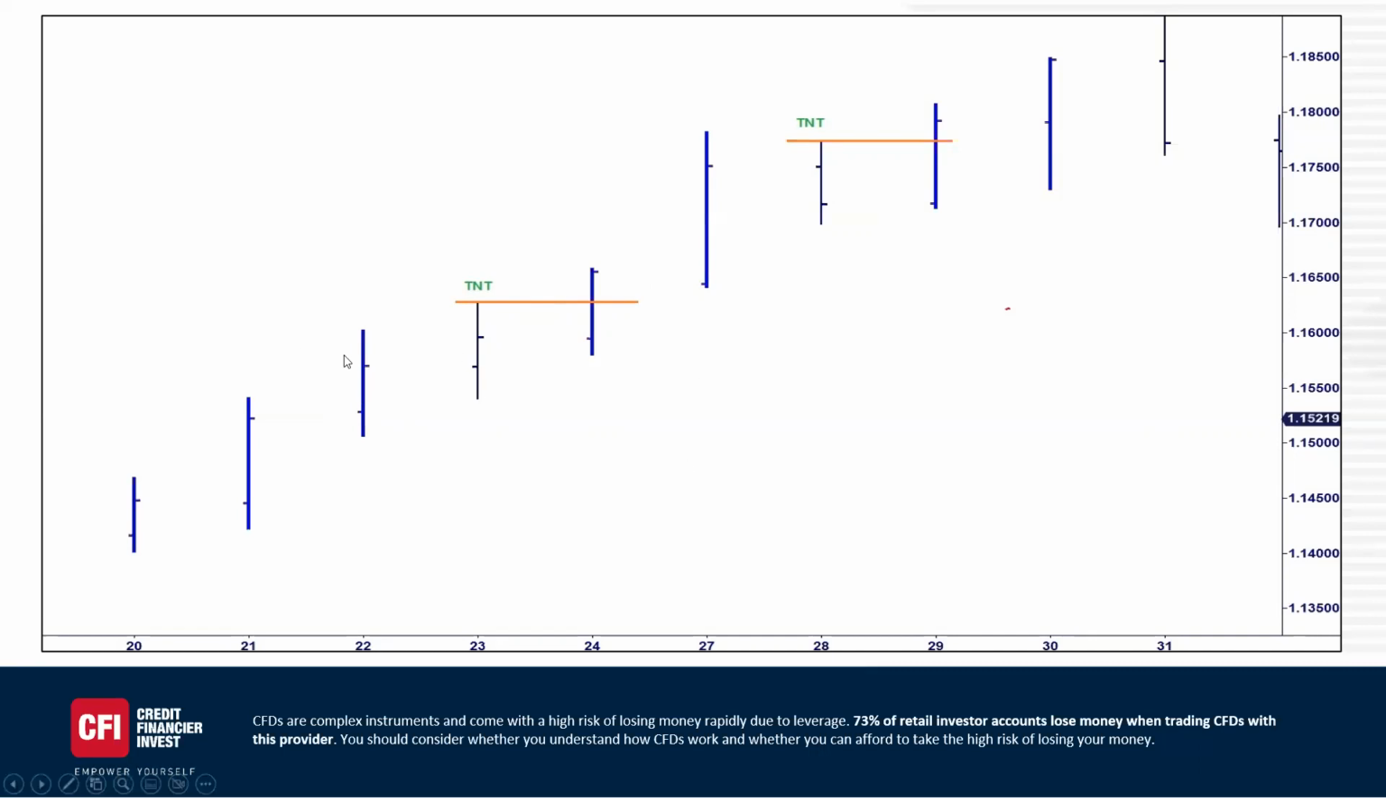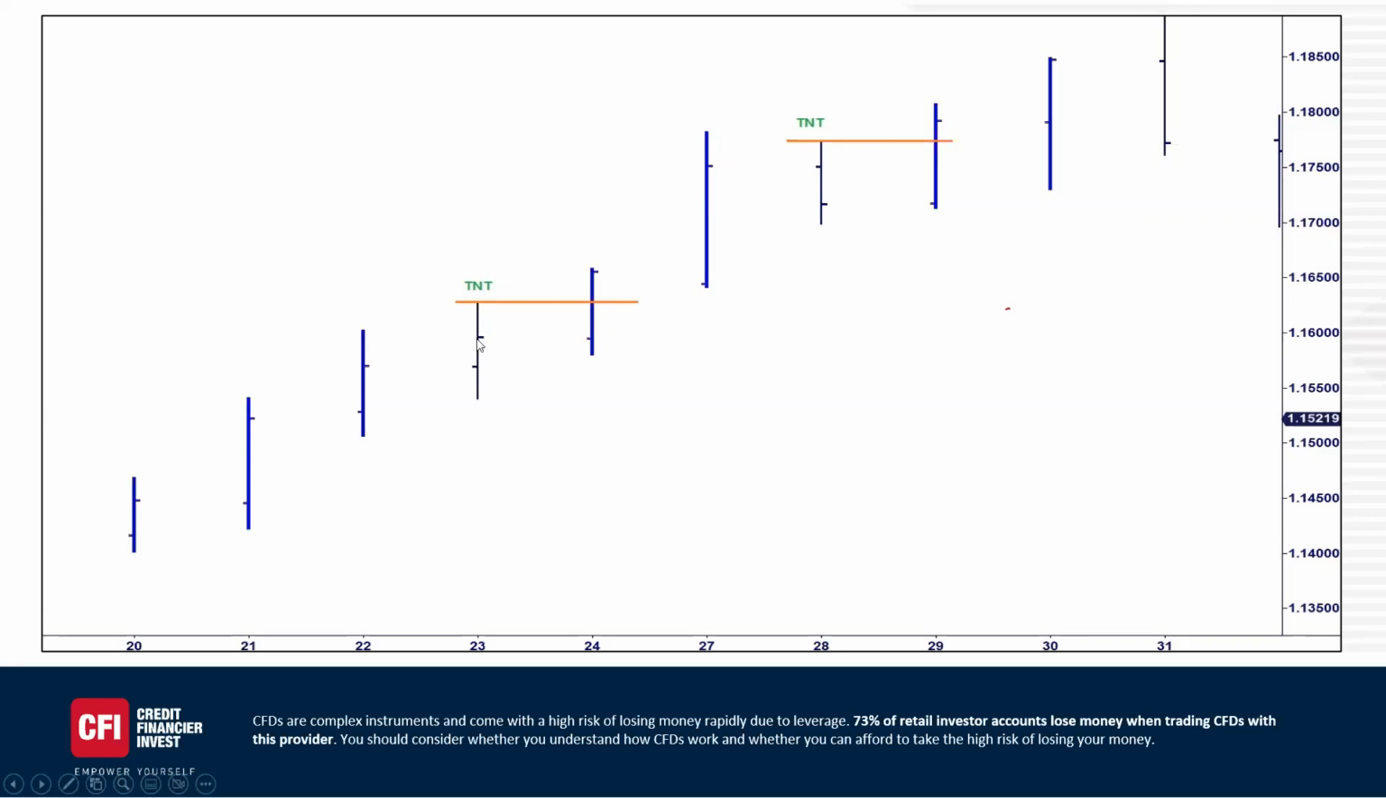Okay, so we get that on this next bar here. On this bar, the market breaks through the previous bar's high, but fails to close above it. So that is a non-thrust bar. The market broke through this high, but could not close above it by the end of the session. So we have a TNT bar here.